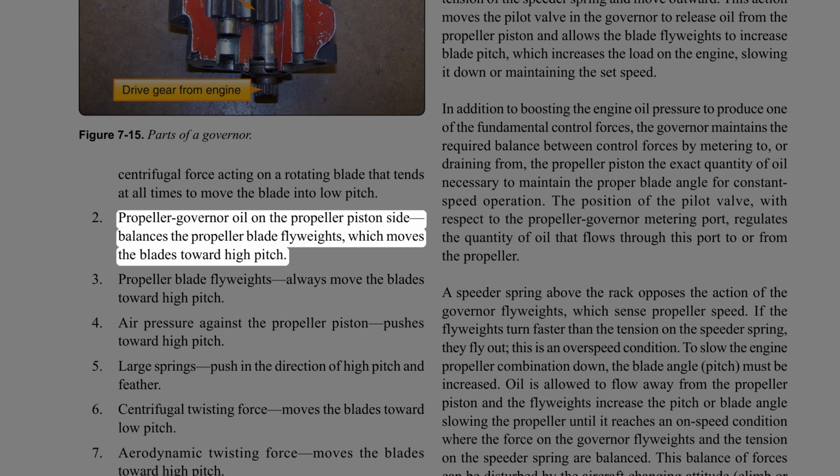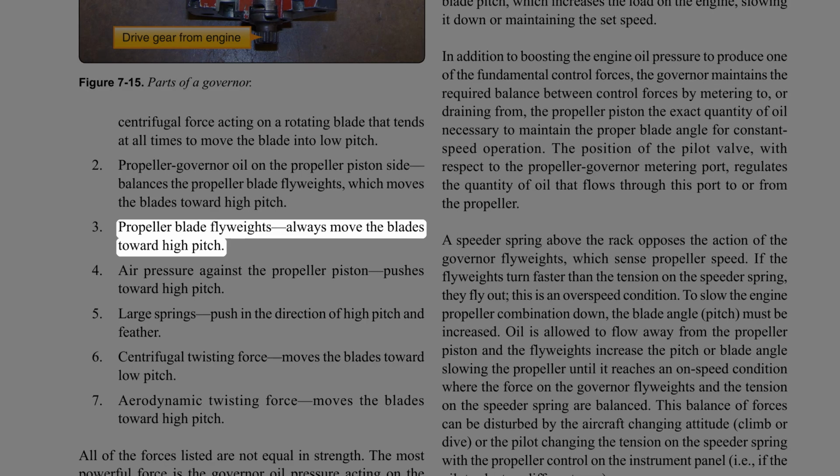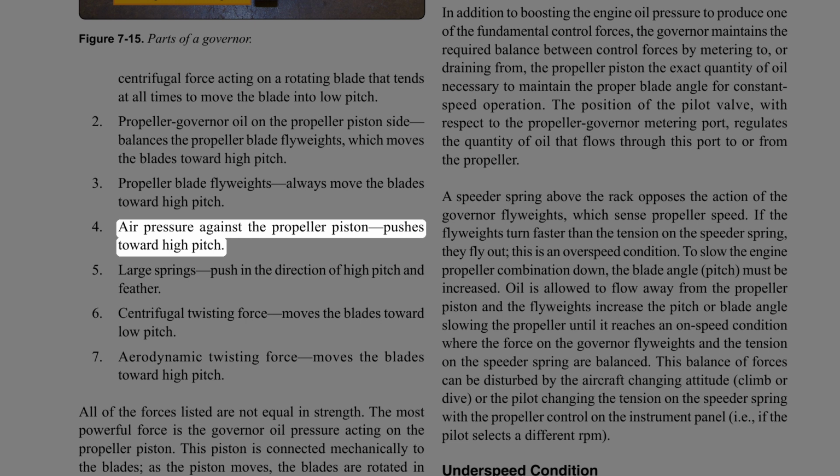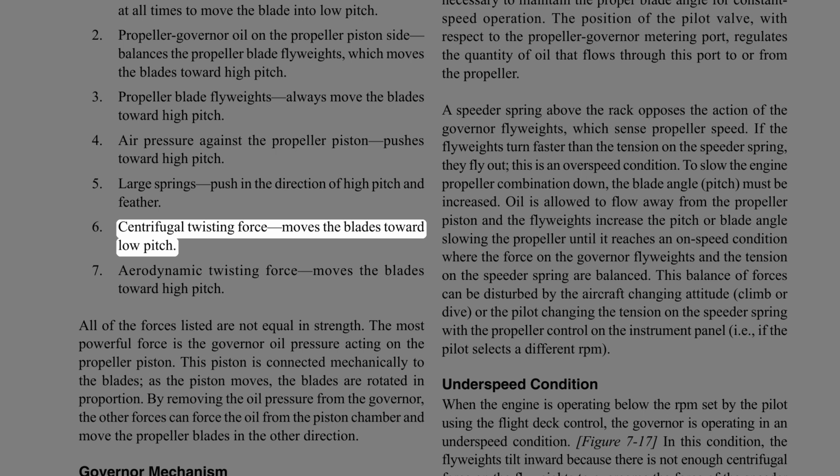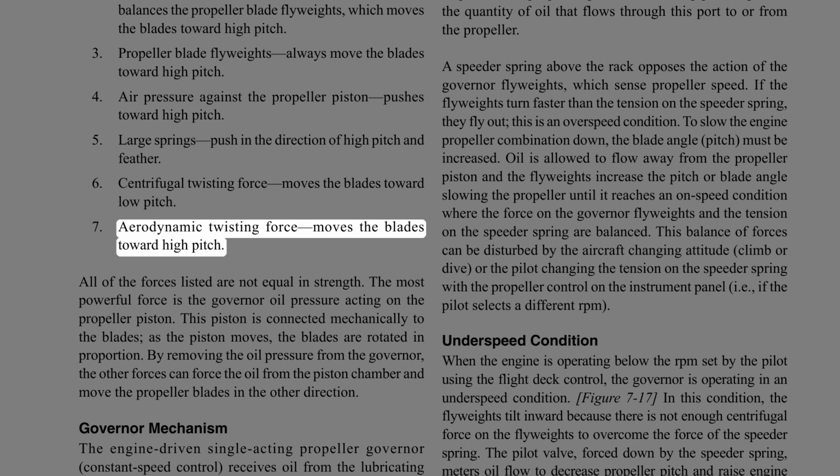Propeller governor oil on the propeller piston side balances the propeller blade flyweights, which move the blades toward high pitch. Propeller blade flyweights always move the blades toward high pitch. Air pressure against the propeller piston pushes toward high pitch. Large springs push in the direction of high pitch and feather. Centrifugal twisting force moves the blades toward low pitch. Aerodynamic twisting force moves the blades toward high pitch.